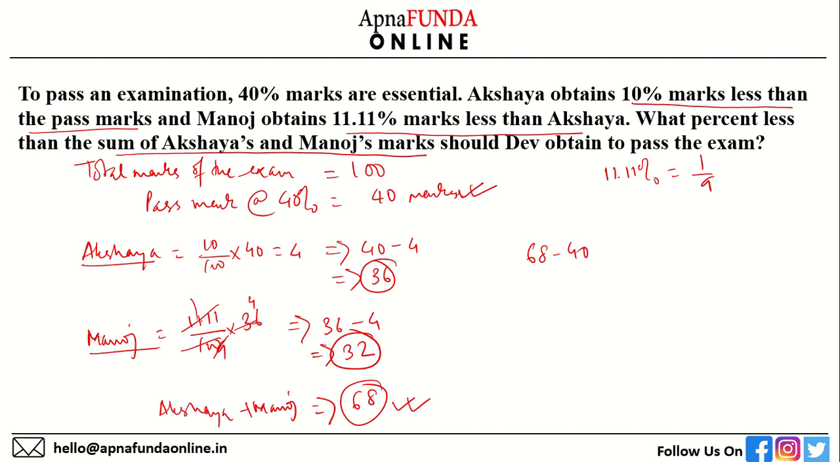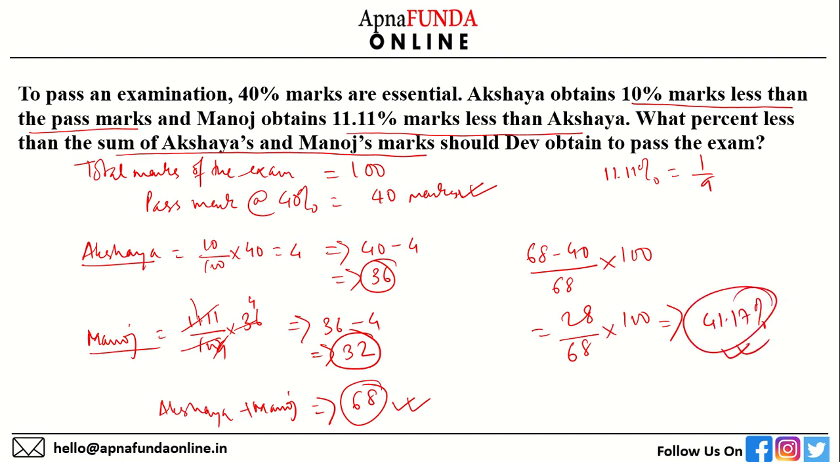Correct. I hope you are able to follow. Divided by the sum of Akshay's and Manoj's marks, divided by 68 into 100. Correct. So this will become 28 by 68 into 100. My answer is 41.17%. I hope you have solved along with me. This is an easy question. You should also get this answer.